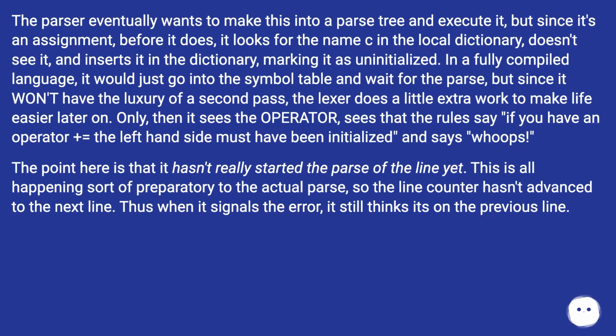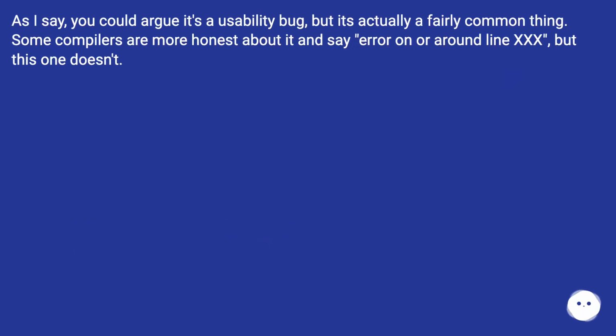The point here is that it hasn't really started the parse of the line yet. This is all happening sort of preparatory to the actual pass, so the line counter hasn't advanced to the next line. Thus when it signals the error, it still thinks it's on the previous line. As I say, you could argue it's a usability bug, but it's actually a fairly common thing. Some compilers are more honest about it and say error on or around line XXX, but this one doesn't.